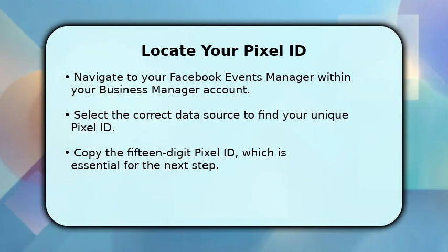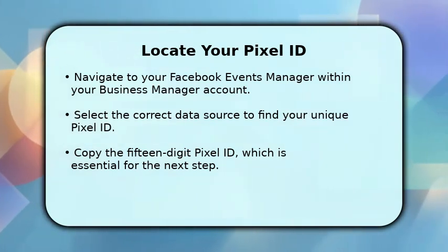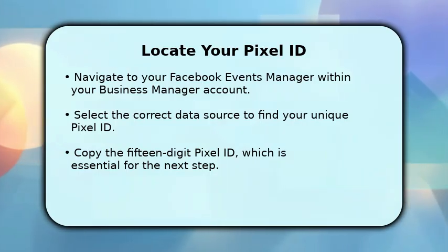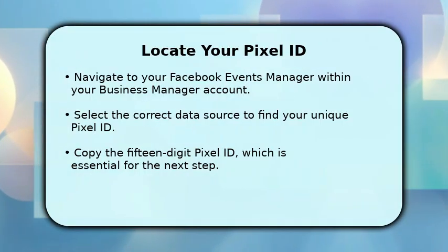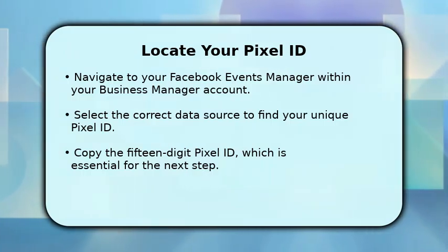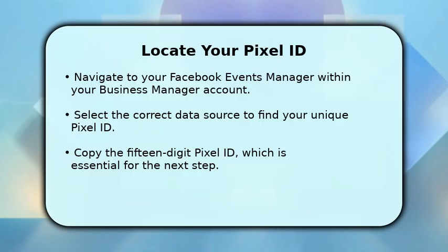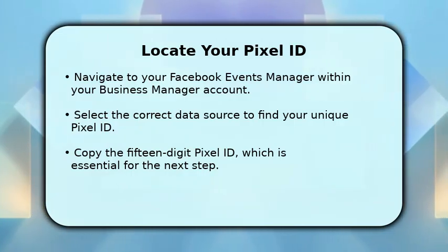First, you need to locate your Facebook Pixel ID. Head over to your Facebook Business Manager and find the Events Manager. Within the Events Manager, select your specific data source. You'll then see your unique 15-digit Pixel ID displayed prominently. Make sure to copy this entire number accurately, as it's the key identifier that links your Facebook advertising account to your ClickFunnels pages. This ID is critical for proper tracking.